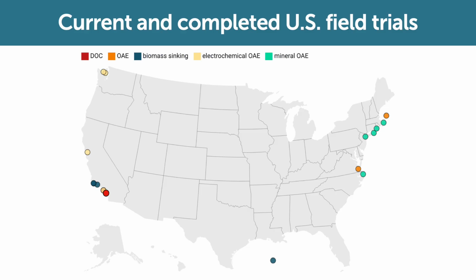As stated in the last slide, many members of the research community consider field trials to be an indispensable next step towards advancing the state of knowledge on mCDR. Some field trials are already taking place around the U.S. coast, and we're going to look at those in the next few slides. The mCDR approaches that are tested through existing and planned field experiments include various forms of alkalinity enhancement, direct ocean capture, and the sinking of macroalgae and other biomass. Let's take a look at these projects region by region.